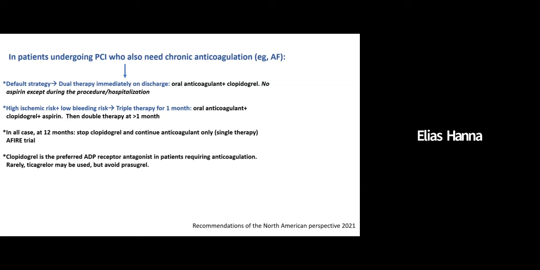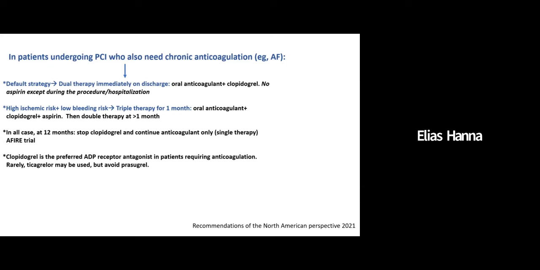Anyway, this is based on the Augustus sub-study, where there was a benefit. Triple therapy for 1 month reduced ischemic events on the landmark analysis. There was a reduction of MI by 0.9% if you use triple therapy for 1 month compared to only double therapy.